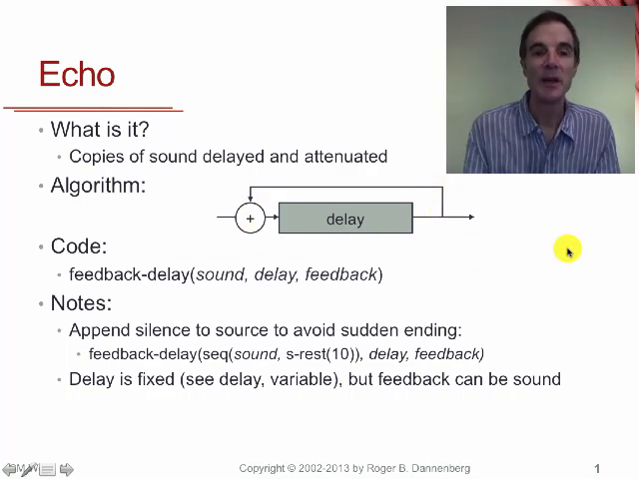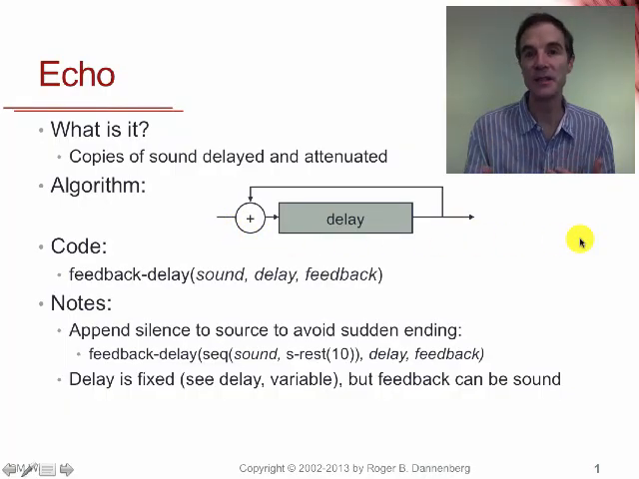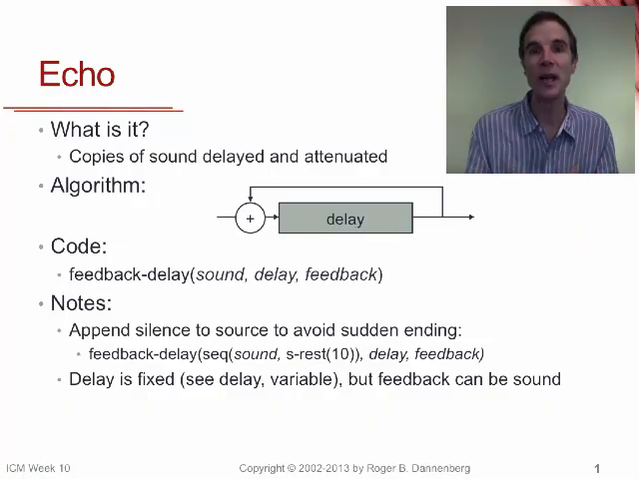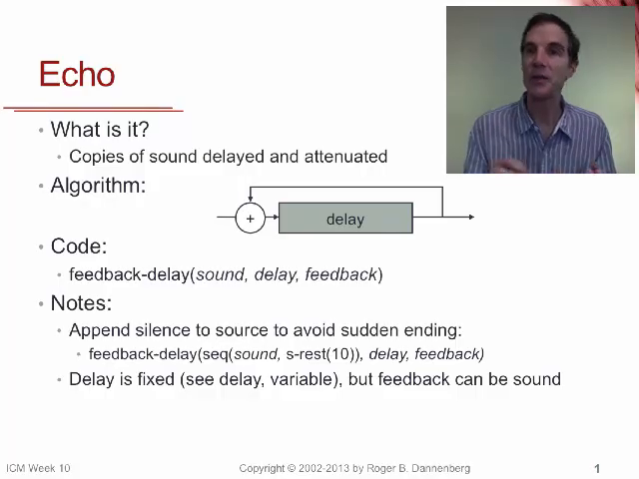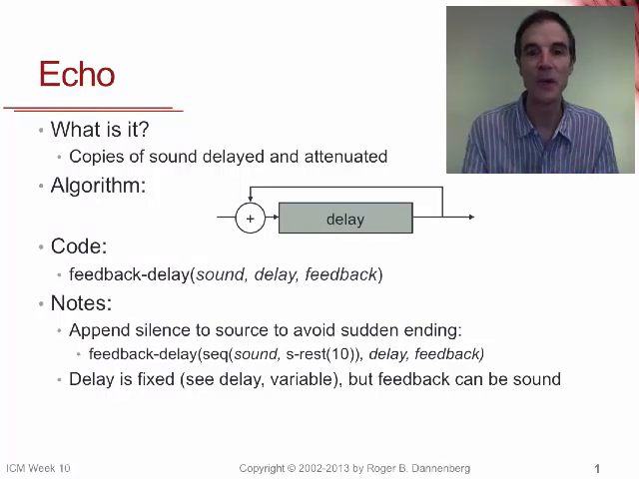A couple of notes about using echo. The duration of the output of this unit generator is the duration of the input. So if the input is supposed to come to an end and then be followed by multiple echoes, then what you really have to do is input a sequence of the sound that you want to apply the echo to, followed by silence, and so that silence extends the output so that you can hear the echo die away.